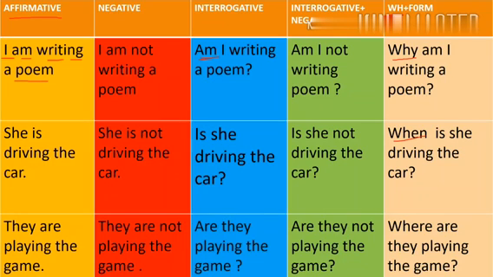When we talk about where, the sentence has a WH word at the start. In a similar manner, you can make a thousand sentences. For example: she is driving the car, she is not driving the car, is she driving the car, is she not driving the car, when is she driving the car. But always make the first sentence interrogative, then you can combine it with the WH form.